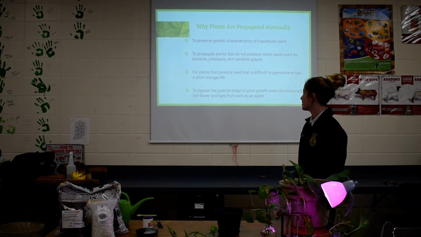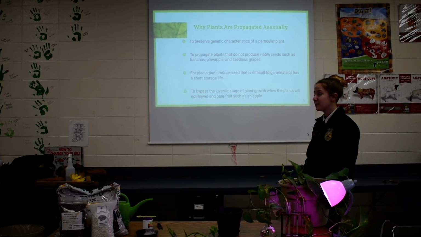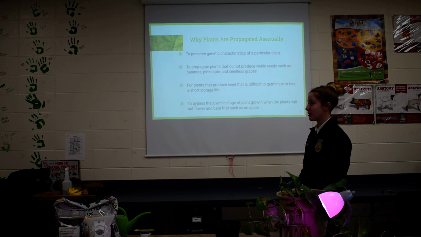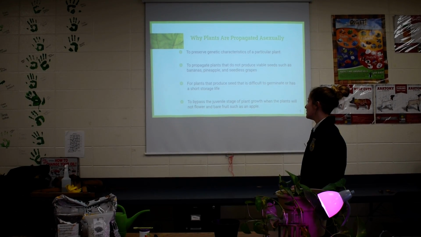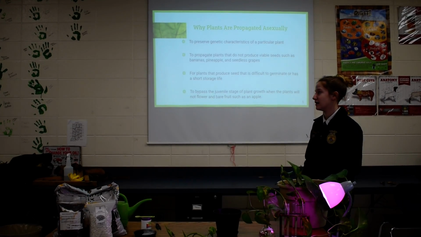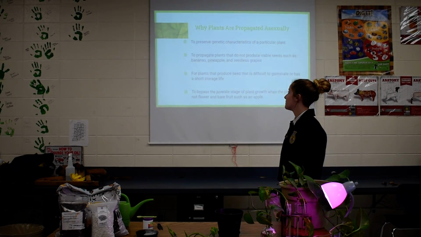Plants are propagated asexually to preserve genetic characteristics of a particular plant, to propagate plants that do not produce viable seeds such as bananas, pineapple, and seedless grapes, for plants that produce seeds that are difficult to germinate or have a short storage life, and to bypass the juvenile stage of plant growth when the plants will not flower or bear fruit, such as an apple.